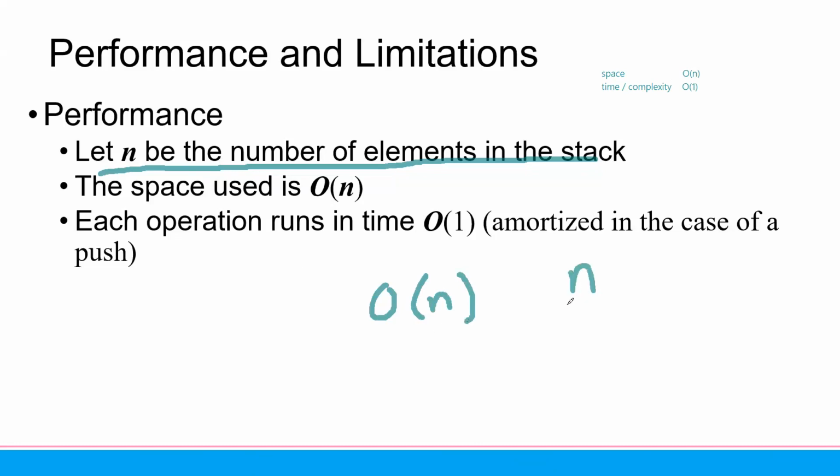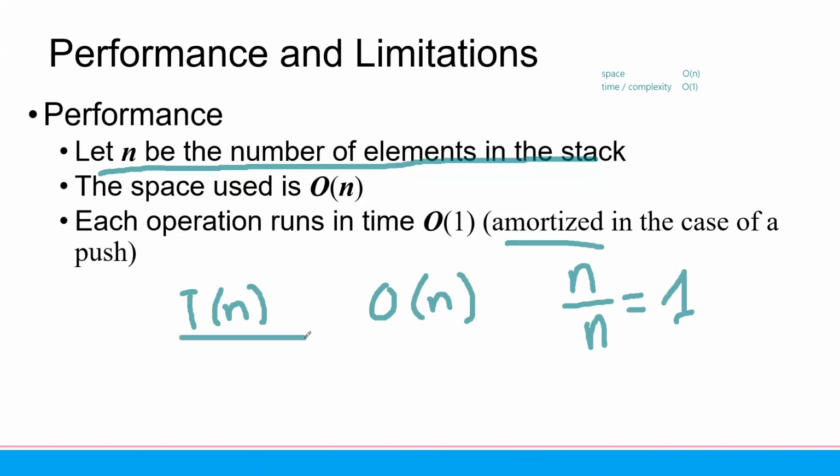Then n divided by n will be 1. So the amortized time is T(n), the time that you will run the algorithm divided by the number of data, which is n. So if it is O(n) divided by n, then it will be 1. So the operation time for each of them will be O(1). It is based on the amortized time.